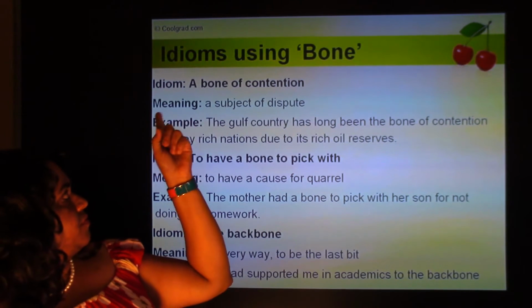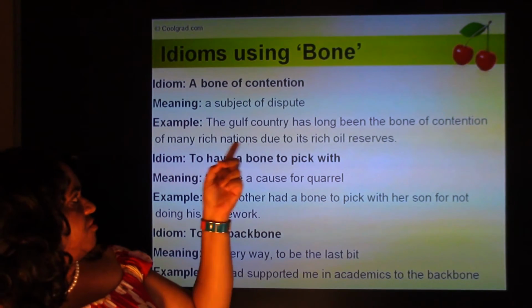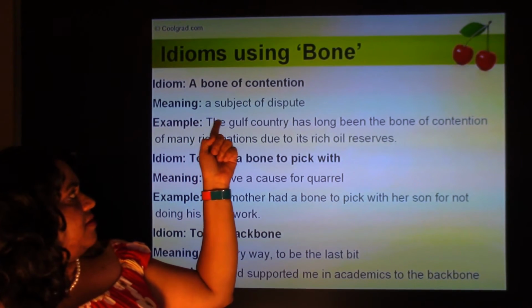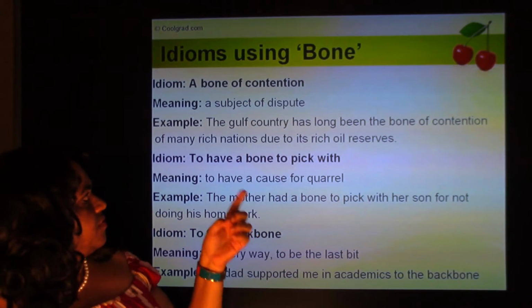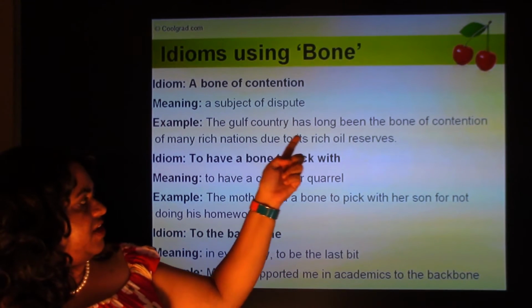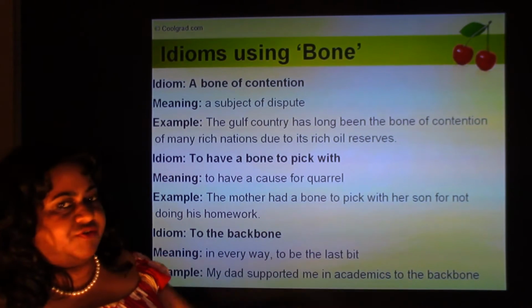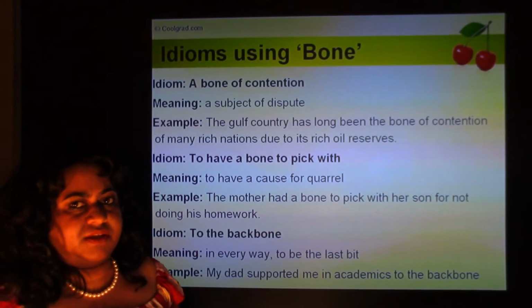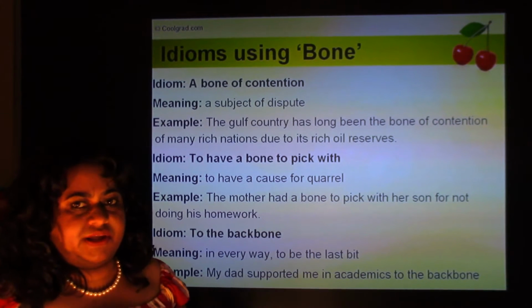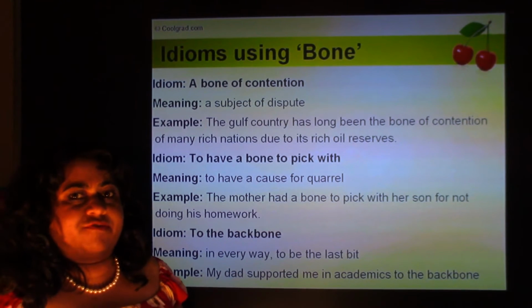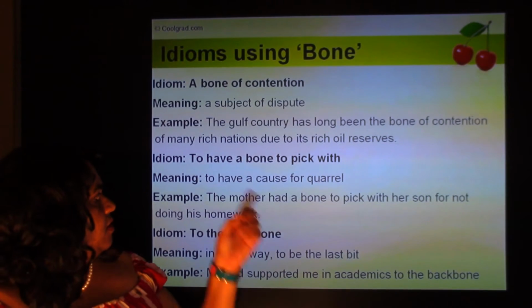Idioms using bone. Idiom: a bone of contention, meaning a subject of dispute. For example, the Gulf country has long been the bone of contention of many rich nations due to its rich oil reserves. Means they fight over something, just like how dogs fight over a bone. It's the bone of contention. It's kind of like a metaphor, you could say.